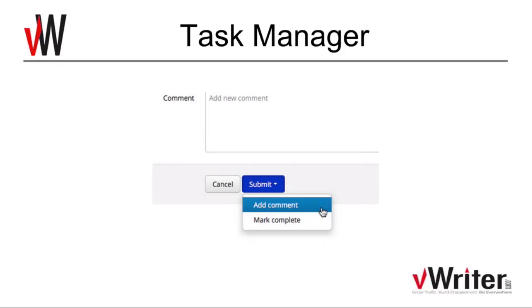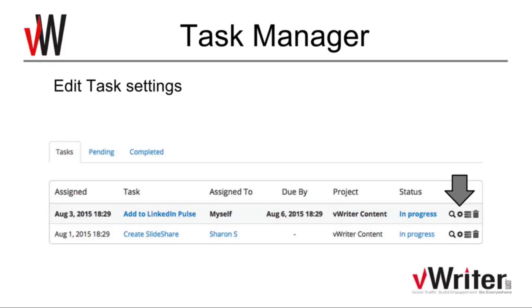And if you want to add a comment, you can simply type your comment in and add comment. You can also mark it complete if you want to move that over to the complete tab within the task manager, and it won't appear in the normal task tab anymore. Again, you can click the cog icon there to edit the task settings.